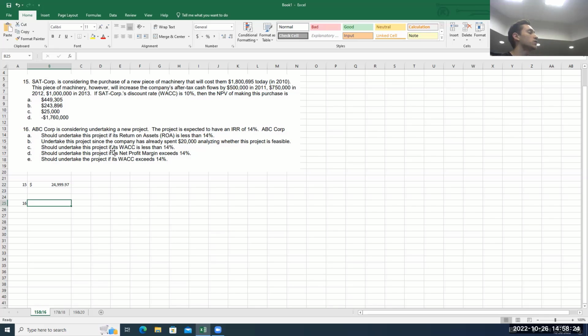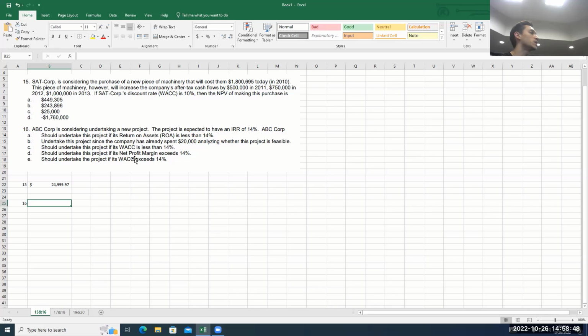WACC is just the weighted average cost of capital. That's exactly what we're looking for. We want to make sure that, like I said, our IRR, our return rate, is higher than our cost of capital, so that we're getting more money back for this project. We're making a profit. Should undertake this project if its cost of capital is less than 14%, which is exactly what we're looking for. Like I said, we want to make a profit.